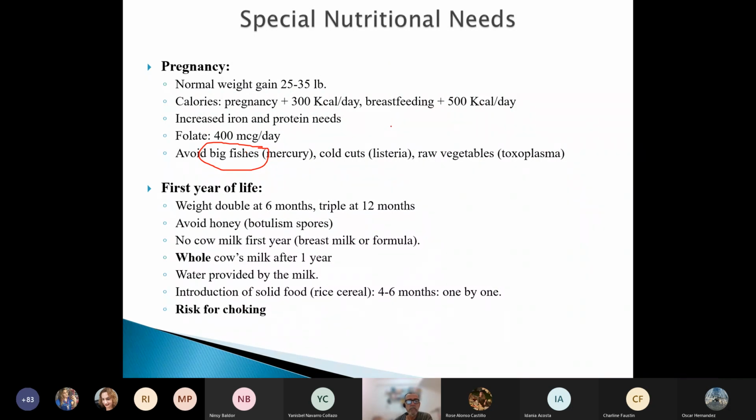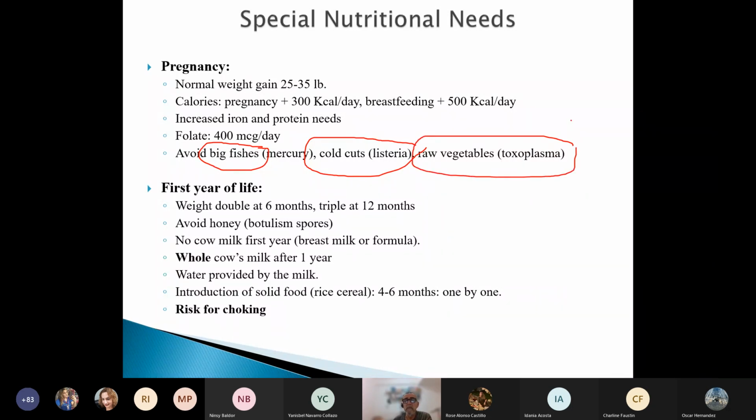Women need to be very careful with not eating cold cuts. I mean cheeses, meats like bologna, ham, and all this stuff, because they can contain the bacteria Listeria. Listeria is a bacteria that can make the woman have an abortion.